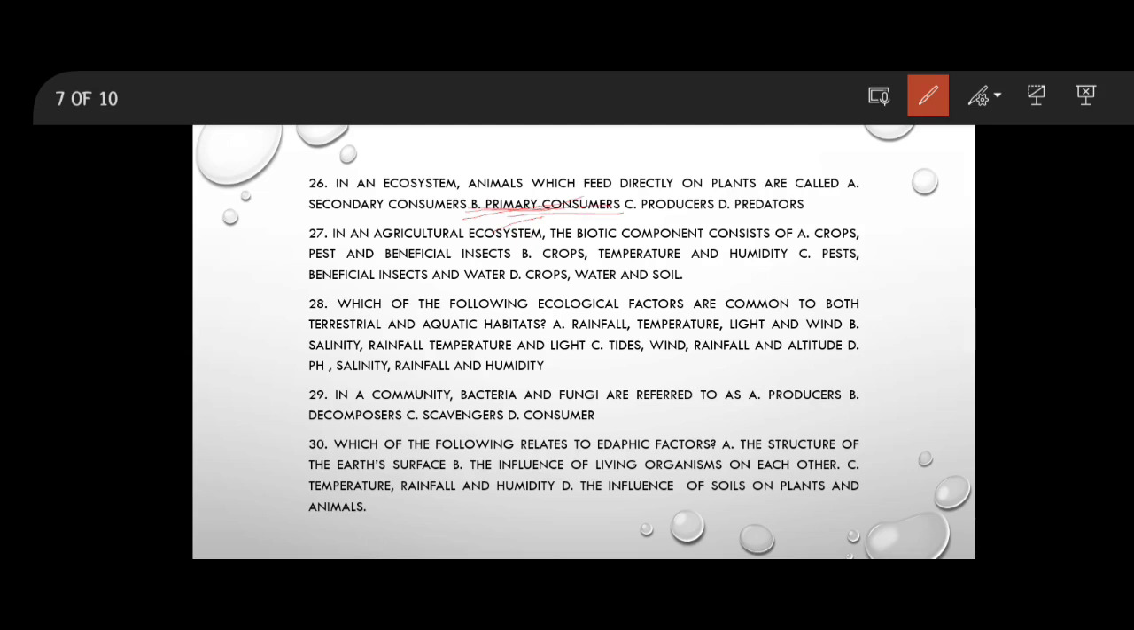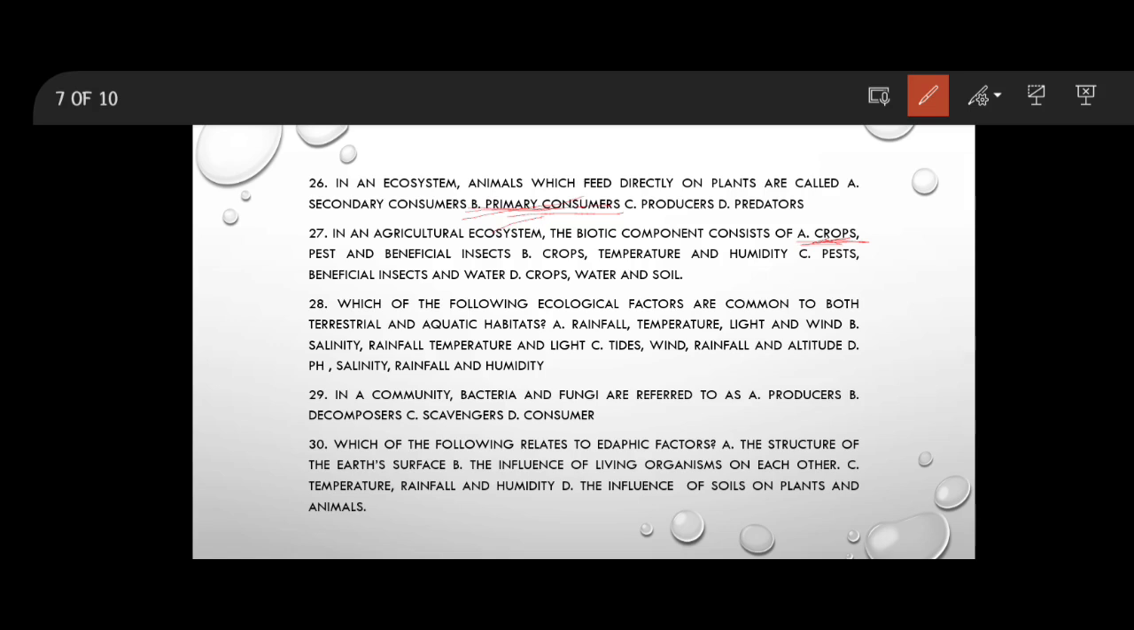In an agricultural ecosystem, the biotic component consists of dash. An ecosystem consists of both biotic and non-biotic components. Now we are considering an agricultural ecosystem. Let's take a look at the options. We have the crop, pest, beneficial insect. They are all biotic, a possible answer. Crop, temperature and humidity: humidity and temperature are abiotic, so that is wrong. Pest, beneficial insect and water: water is abiotic, so that is also wrong. Crop, water and soil: water is also abiotic, so that is also wrong. So the answer is crop, pest and beneficial insect, option A. Which of the following ecological factors are common to both terrestrial and aquatic plants?